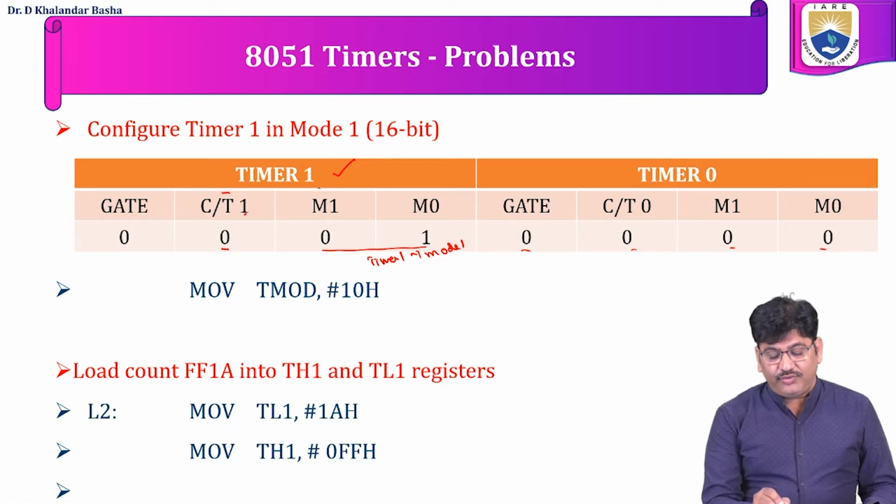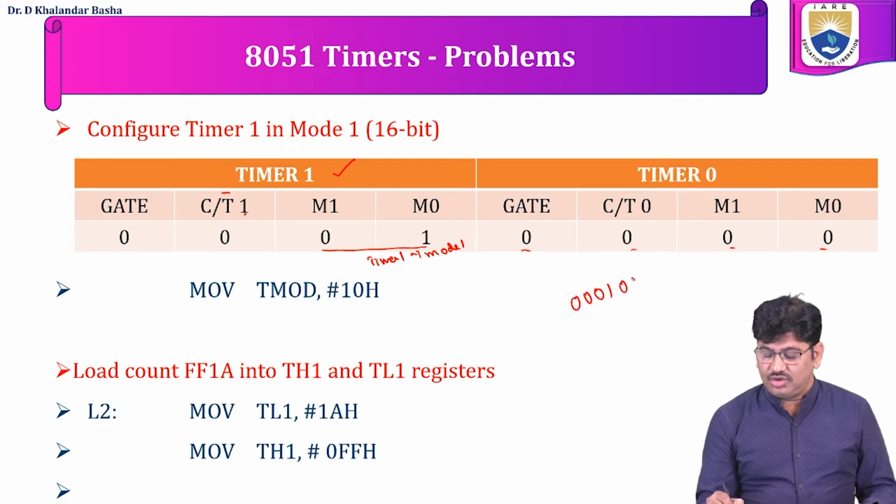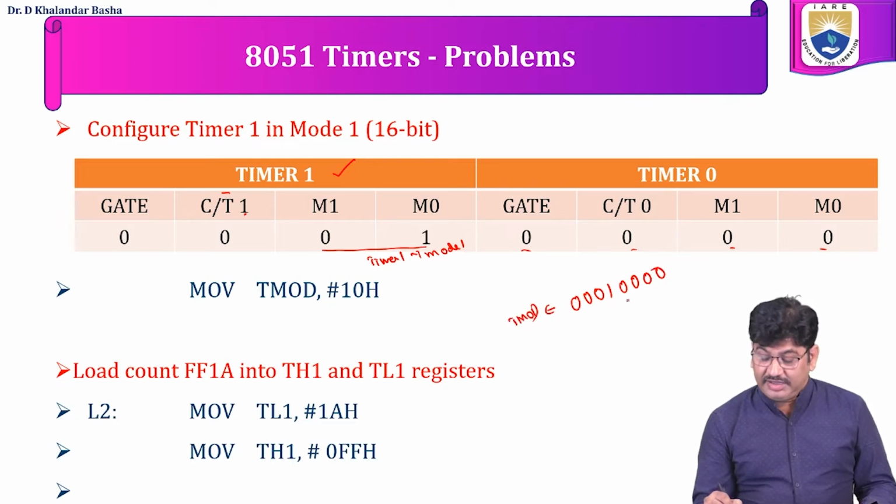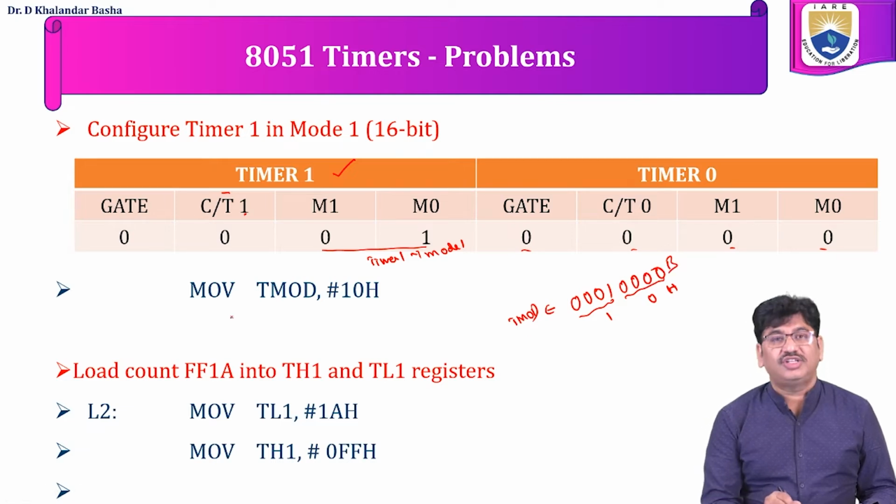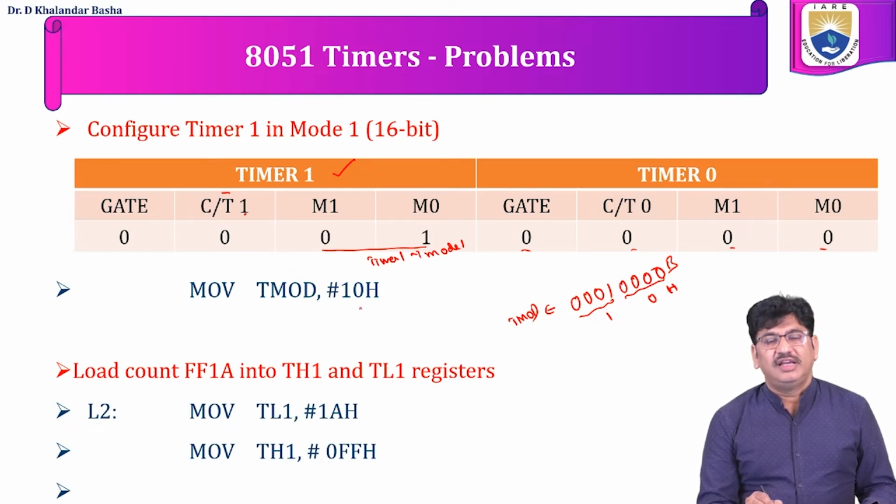The value which we have to write for the T mode register is 0, 0, 0, 1, 0, 0, 0, 0. This is the value which we want to write into the T mode register. In hexadecimal, this nibble is equivalent to 0 and this one is equivalent to 1. So we have to write 10H into the T mode register. For that we will write the instruction as MOV TMOD, #10H. As it is immediate data, the hash is required in 8051 programming. So now the T mode is configured for timer 1 in mode 1.